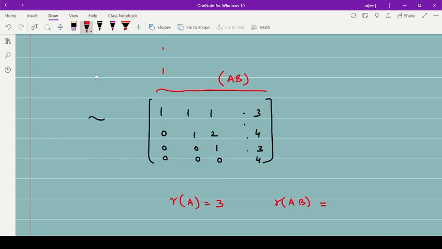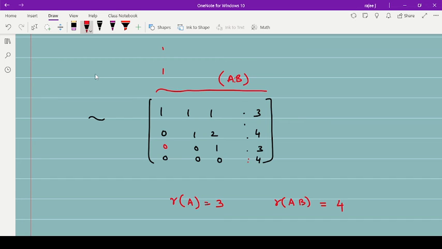Number of non-zero rows. A, B we are considering. When you consider A, that will be only this. This is A. This is 4. AB means complete matrix you are considering. This is AB. Okay. So in this one, non-zero rows are this 1, this 2, this 3 and 4. So rank of AB will be 4. Okay. So here rank of A and AB are different. So system is inconsistent, like that you may get.